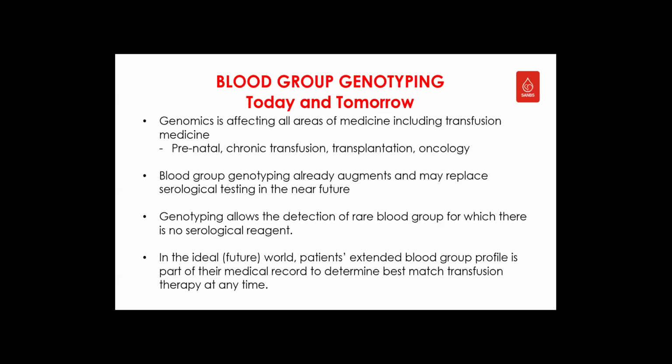More specifically, genotyping allows for the detection of rare blood groups in a much simpler and more cost-effective way, actually, than long algorithmic testing using anti-sera and other special serological techniques. So where do we want to be in the future? In the ideal future world, we really want to have our patients' extended blood group profile as part of their medical records. As we open the patient's file, as we can see blood group A, we want all the details of red cell, platelet, and white cell genotyping in that record so that we can determine best matches for transfusion or even transplantation at any time.